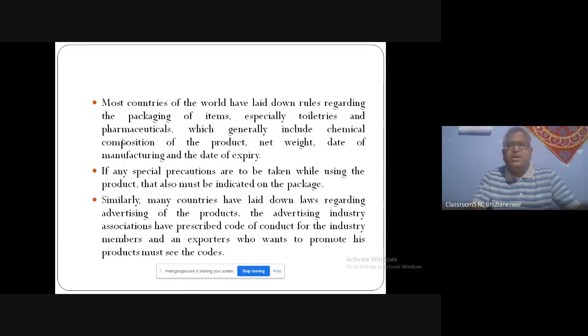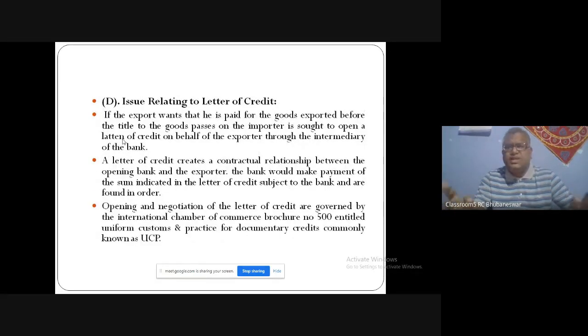Most countries of the world always focus on the packaging of items, whether toiletries or pharmaceuticals: whether the expiry date is given, whether precautions are taken, and whether the prescribed code is written at the time of packaging. For anyone who wants to promote a product, the proper code is necessary. These are some of the issues that can be identified in the legality of international trade and commerce.